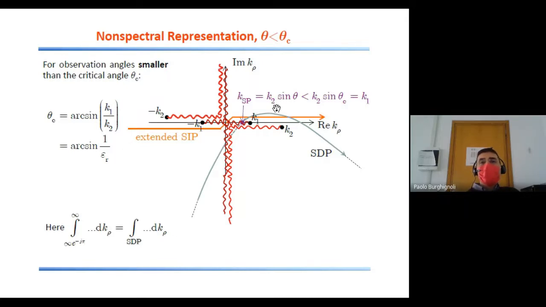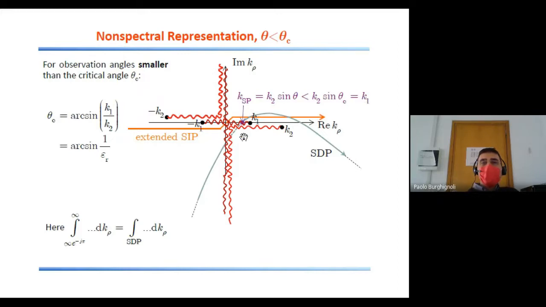If we consider observation angles smaller than the critical angle, this saddle point wave number will be less than K2 times the sine of the critical angle, which by definition gives you K1.